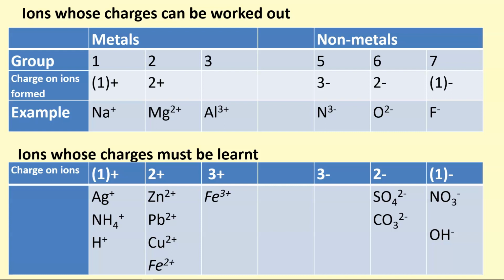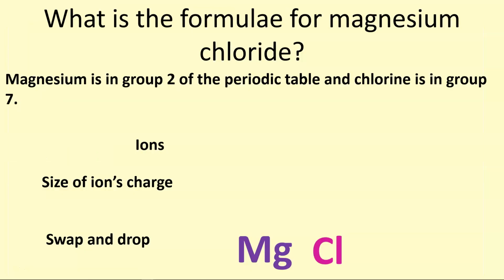And we also have these other ions we need to learn. Sulfate ion, SO4 2-, meaning 1 sulfur, 4 oxygens with a charge of 2-. Carbonate ion, 1 carbon, 3 oxygens with a charge of 2-. Nitrate ion, 1 nitrogen and 3 oxygens with a charge of -1. And the hydroxide ion, a charge of -1.